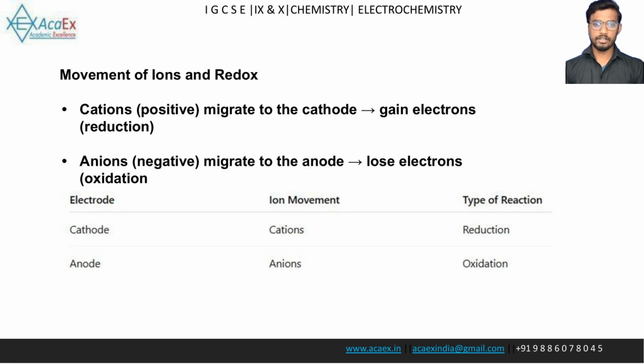Movement of ions and redox. During electrolysis, charged ions move towards the oppositely charged electrodes where redox reactions occur. Cations, which are positive ions, move to the negative cathode. Here they gain electrons in a process called reduction. Anions, which are negative ions, move to the positive anode. Here they lose electrons in a process called oxidation.